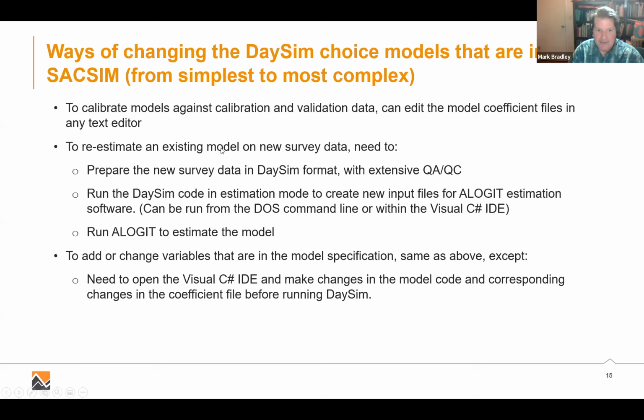To fully re-estimate the coefficients of a model, you have to do what we did in this project, which was to prepare the survey data in DaySim format with a lot of QA, QC if you're going to do model estimation. And then DaySim has an estimation mode where when you run DaySim for a model, it creates estimation input files for the Logit estimation software package. And then it pretty much automates it, so you can just run Logit without changing very much.